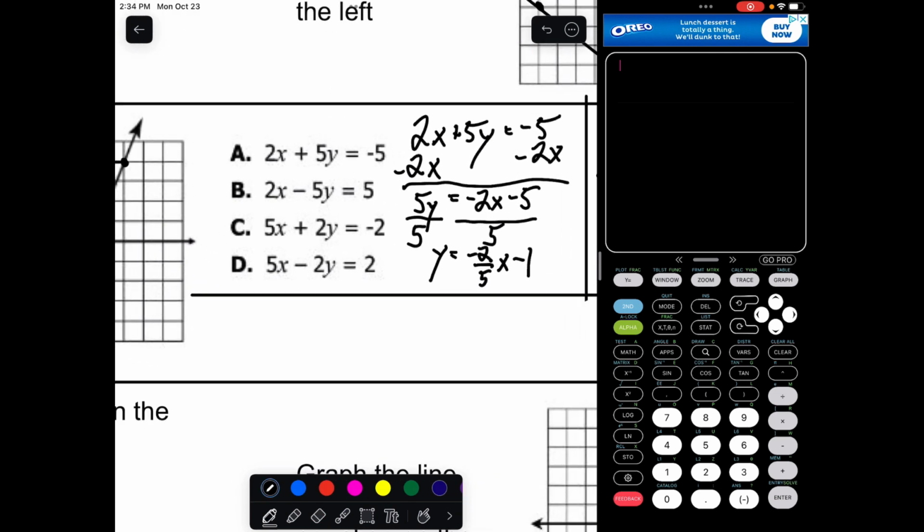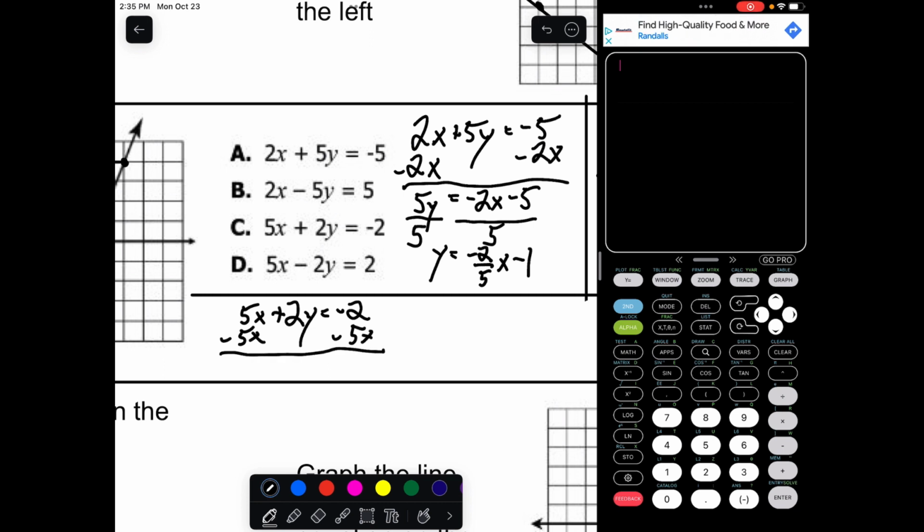So we'll write out what's given to us, 5x plus 2y equals negative 2. Subtract 5x. Subtract 5x. I get 2y equals negative 5x minus 2. I'm going to rewrite this up here and continue my work. So 2y equals negative 5x minus 2. I divide by 2. I divide by 2, and I divide by 2.